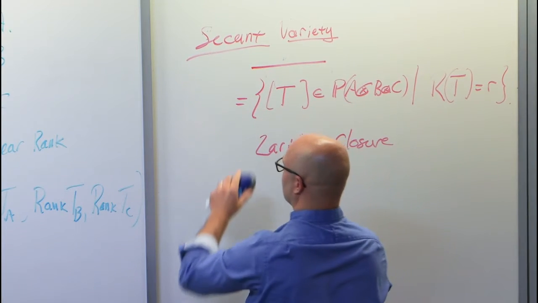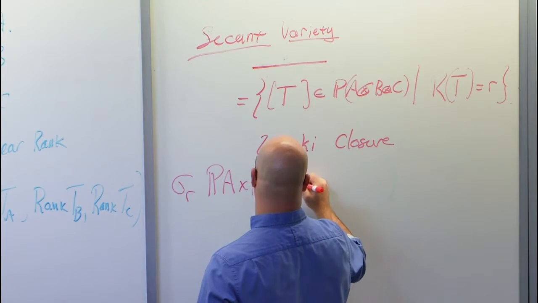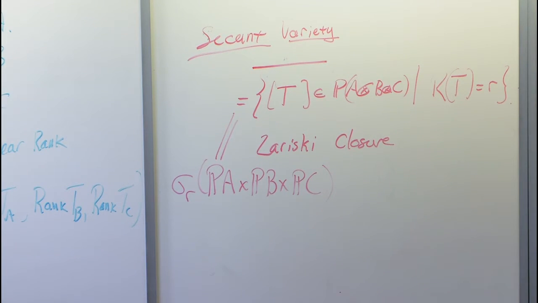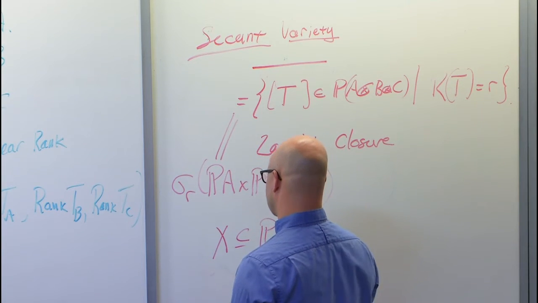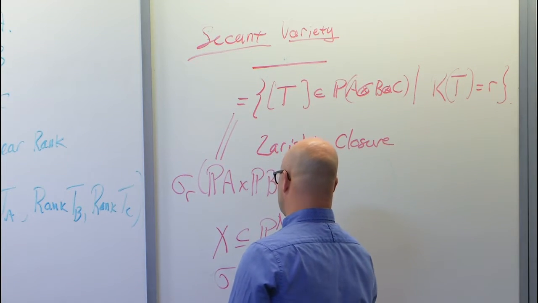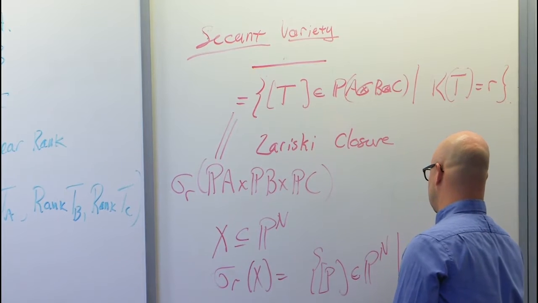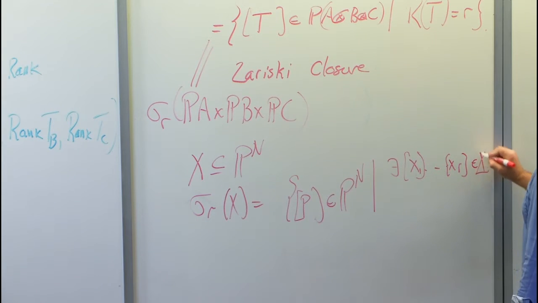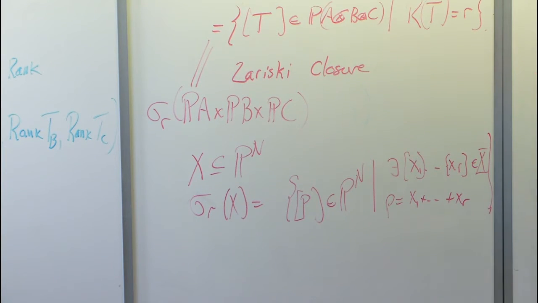Okay, so this is sigma r of PA cross PB cross PC. This is the secant variety of the Segre product. And more generally, you can define the secant variety if you have any algebraic variety x inside of projective space. Sigma r of x is just equal to the class of points in Pn such that there exist x1 to xr points in x such that p is equal to x1 plus through xr. That's the secant variety of the given variety.